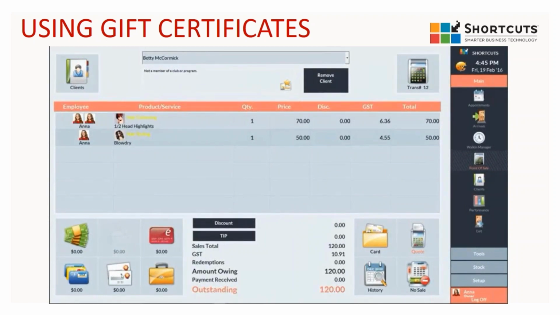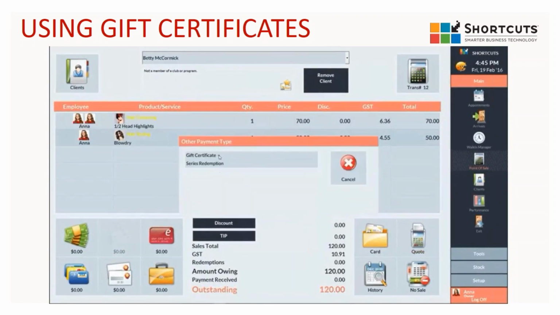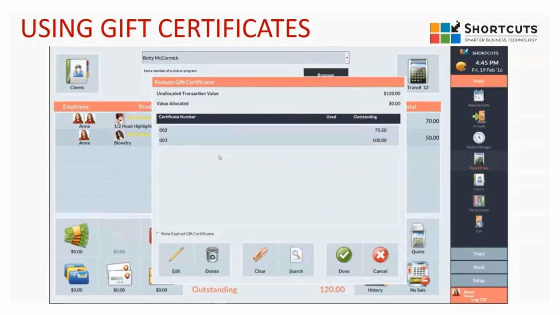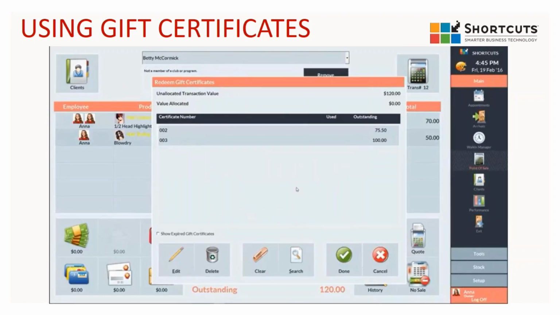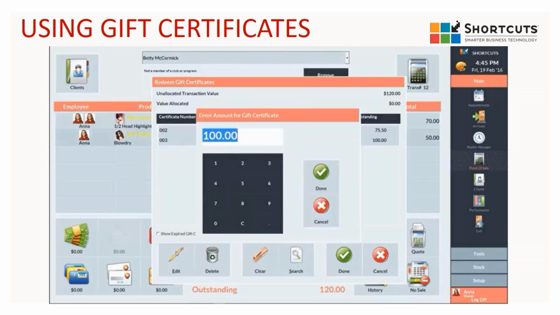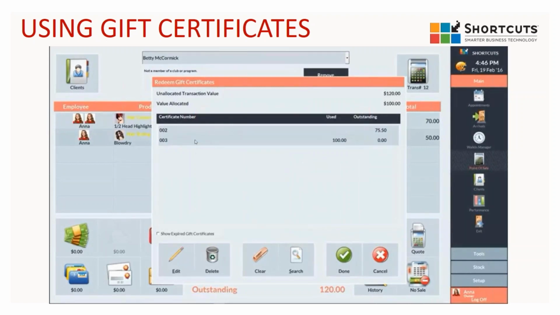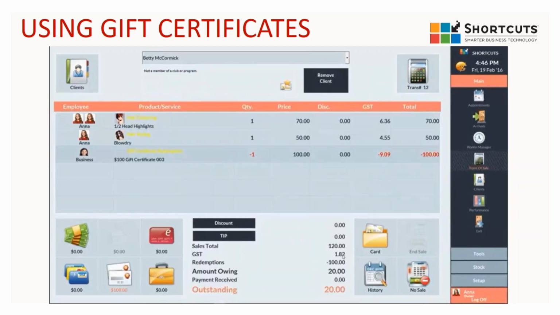If a customer comes in and wants to redeem that, on the bottom left corner, you're going to choose that little white paper with the stamp that represents alternate payment types. We're going to choose our gift certificate. We can search for the gift certificate number, or we can just manually choose from our list which one they want to use. So this was card 003, and it's going to subtract $100 from their total. So now the customer only has to pay the difference, in this case, $20.